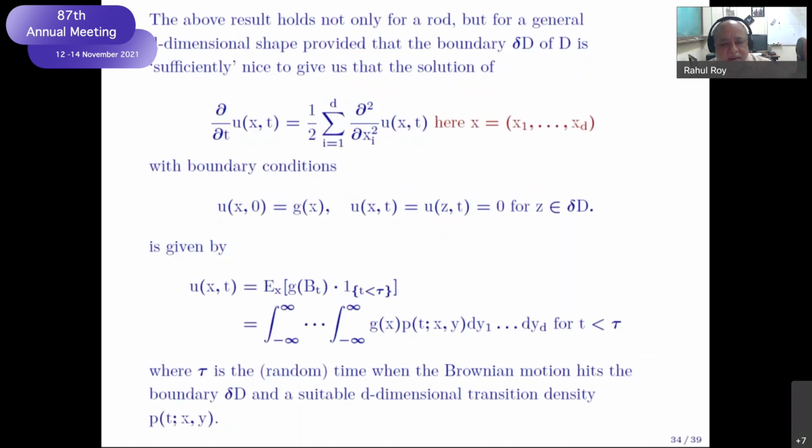So this result actually has nothing to do with being in one dimension, 0 to L. It can be given in d dimensions, for Brownian motion going out of a d-dimensional region.